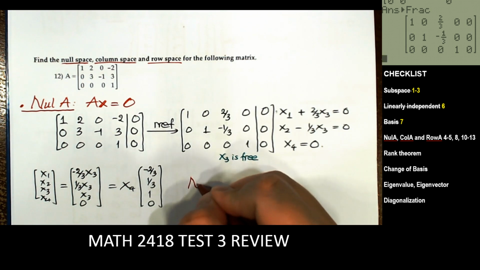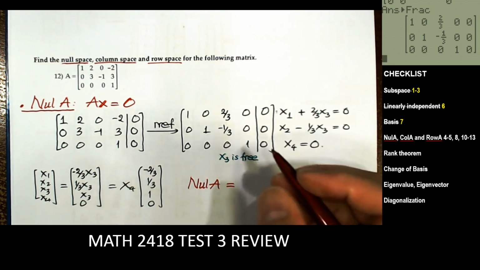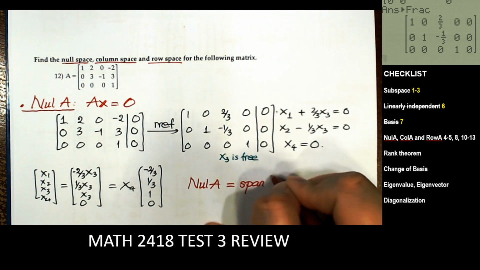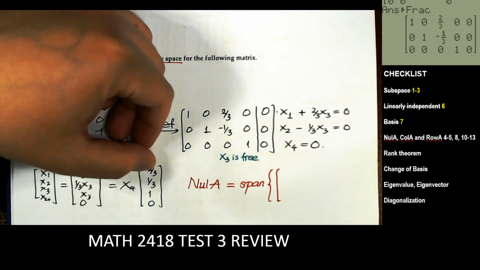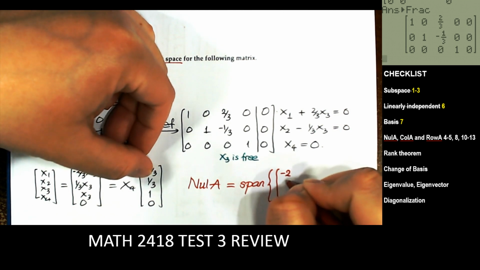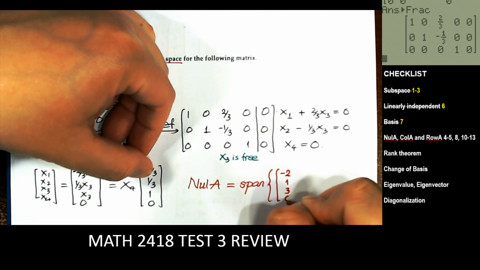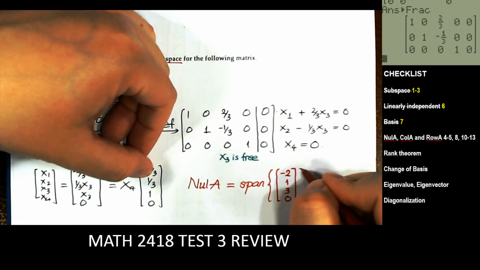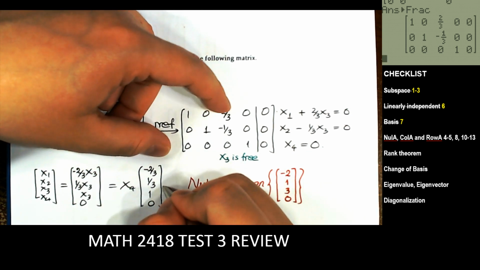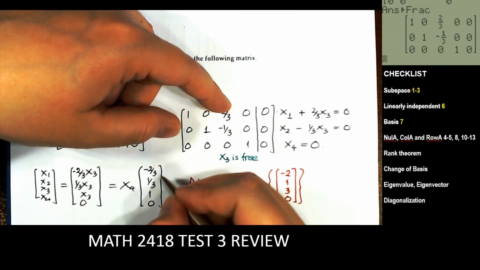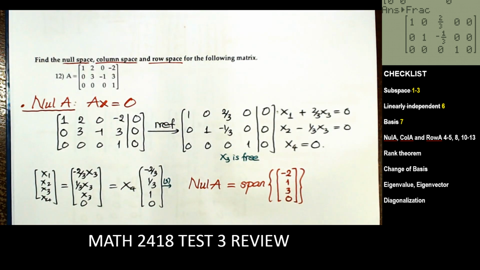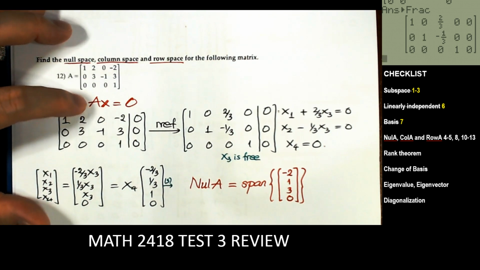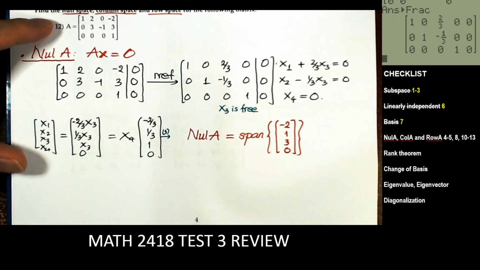We can write the null space of A as the span of this vector, or better yet, if we multiply everything by 3, we will have negative 2, 1, 3, and 0, so we don't have to deal with fractions. So if we multiply by 3, we should have that. So that is the null space. We just solve this equation. The column space and the row space will be very easy.